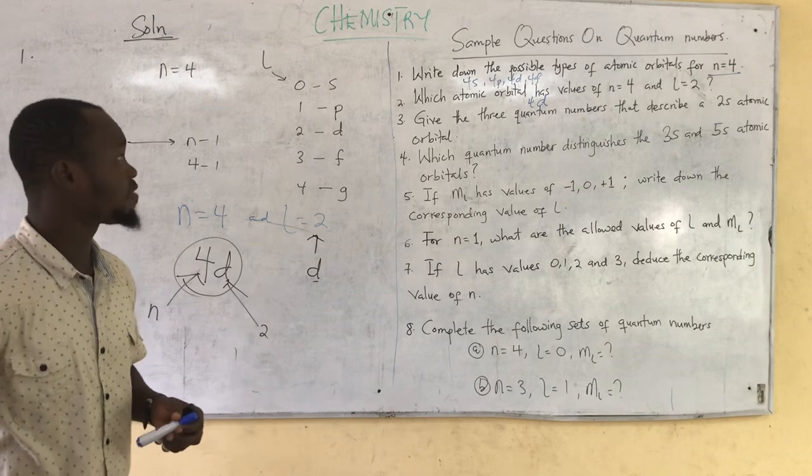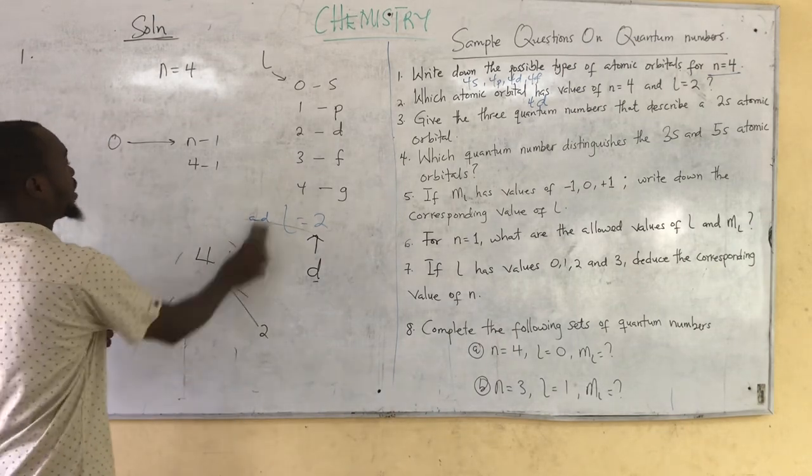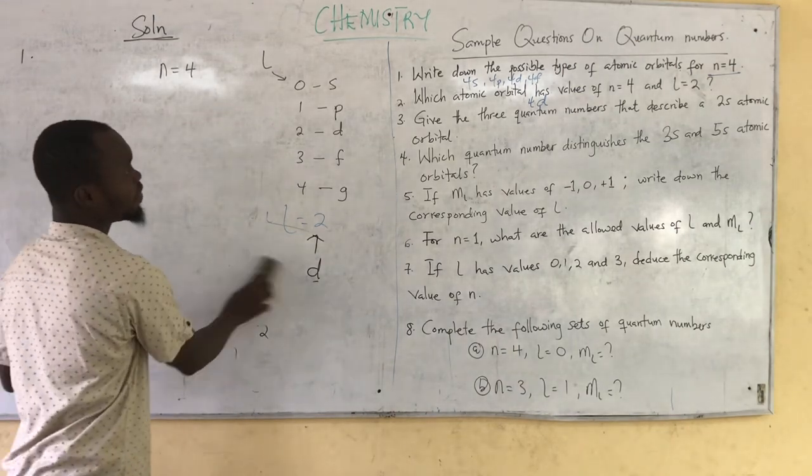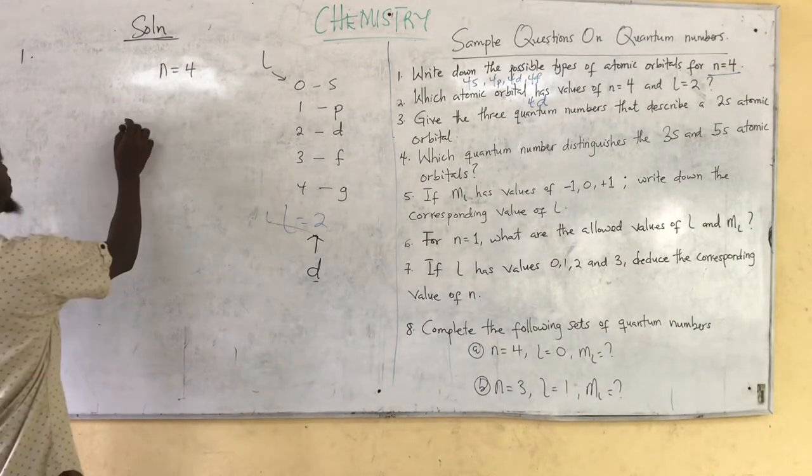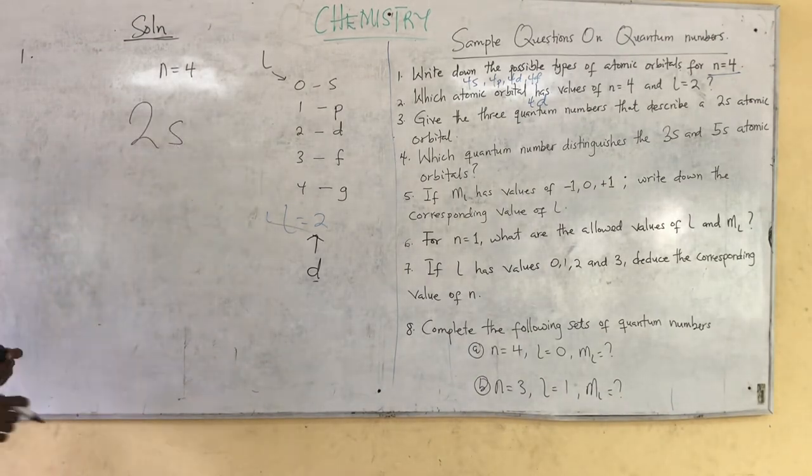Now let's move on to question 3. In question 3, it says, give the 3 quantum numbers that describe the 2s atomic orbital.